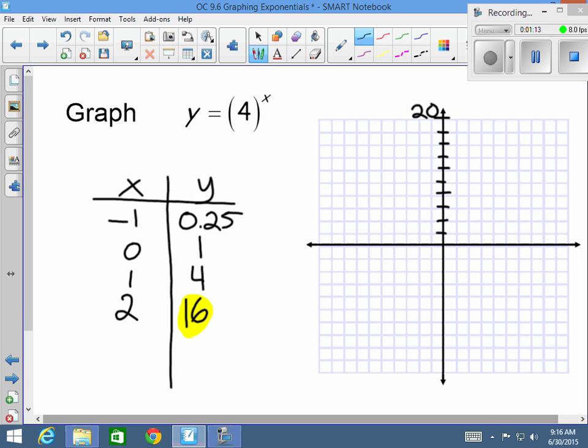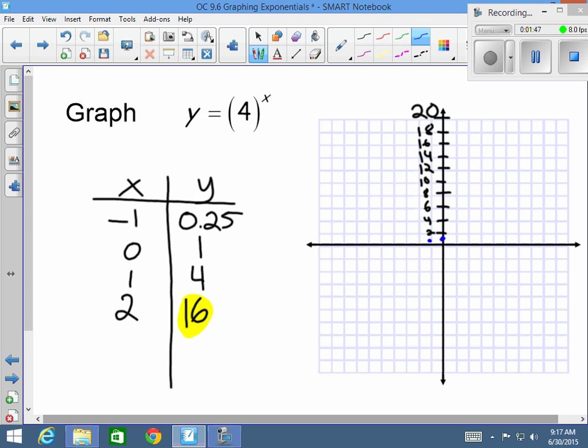So this top one's 20, and you can write on here 2, 4, 6, 8, 10, 12, 14, 16, 18, and 20. Now I can go ahead and graph my points here. At -1, we still have 0.25, so it's going to be a dot really, really close to the x-axis. At 0, we're going to have it at 1. So that's going to be this halfway point here, because remember, each line's now 2.